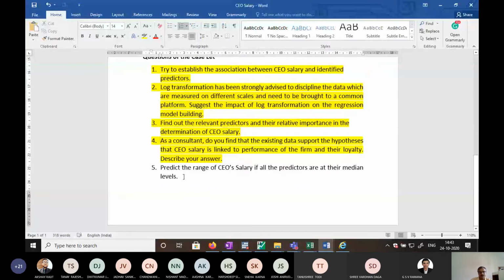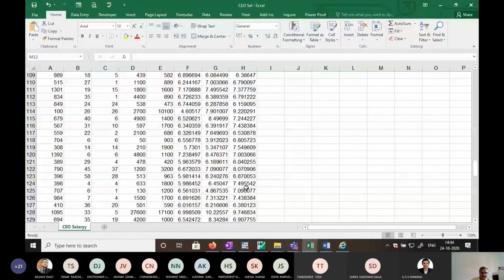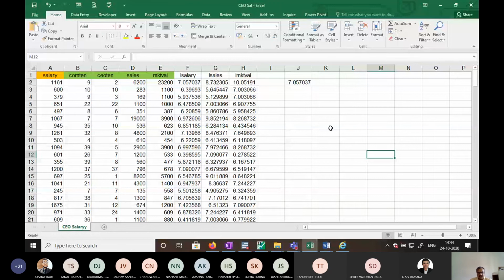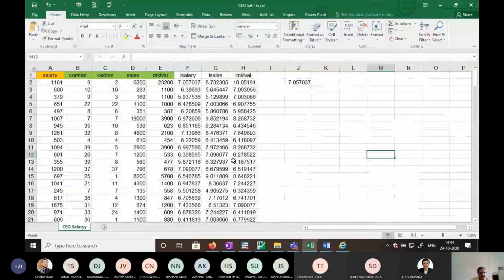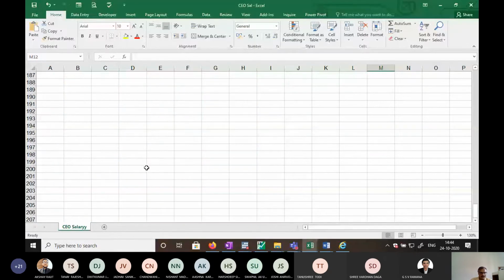If I have to answer the fourth part of the caselet, when it comes to predicting the range of the CEO's salary, what I can do is quickly calculate. This is the raw data with us. And what does the caselet say? Predict the range of the CEO's salary if all the predictors are at their median level. So I can calculate the median level of all that.